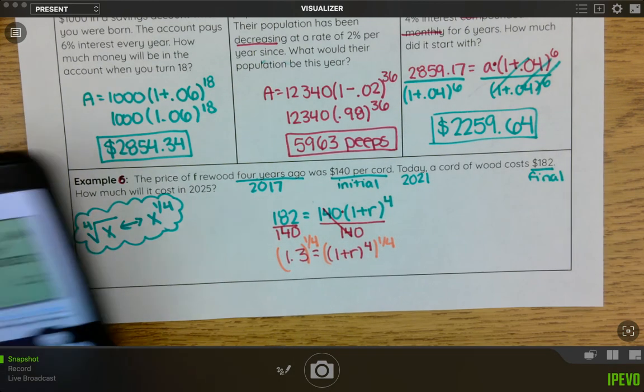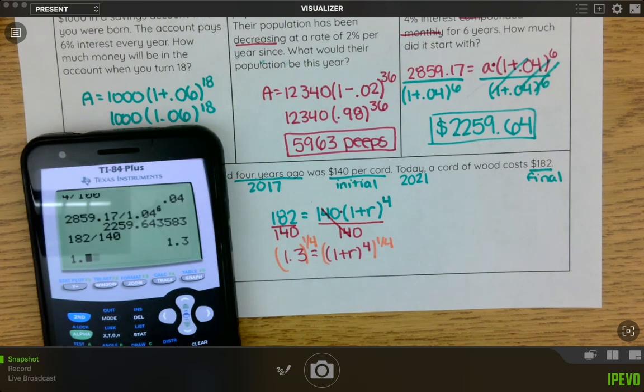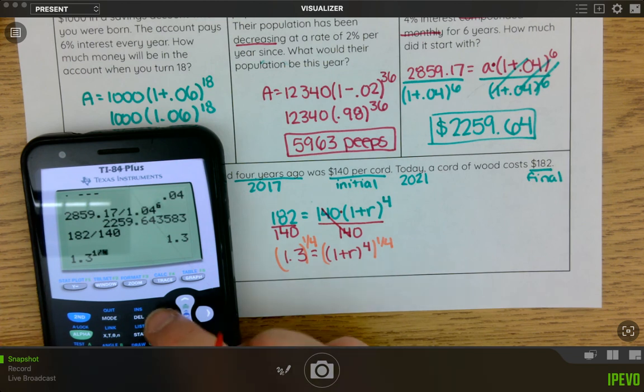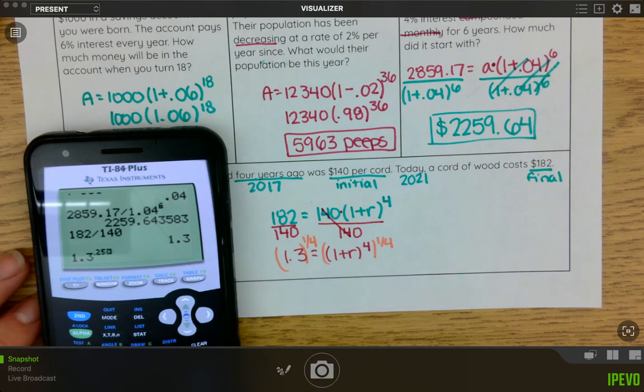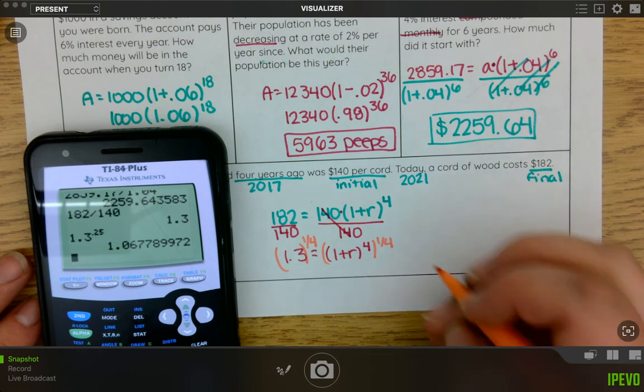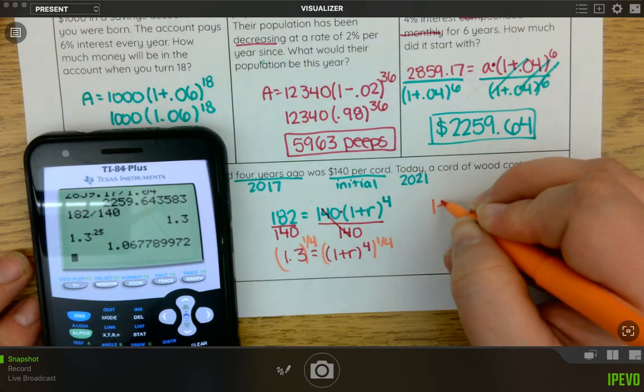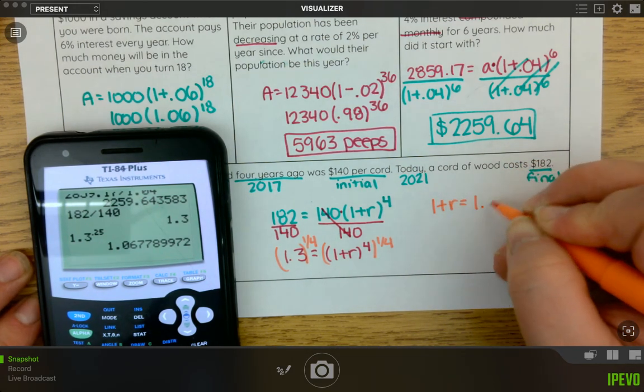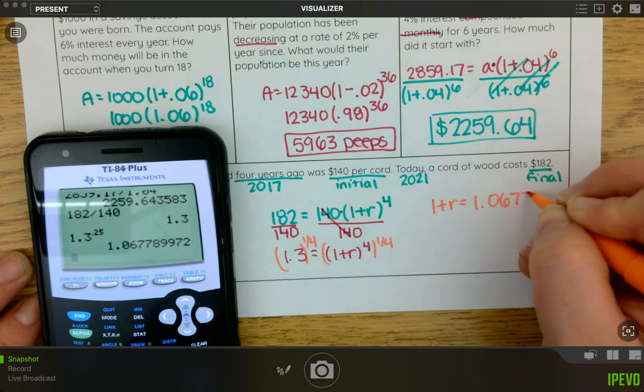And then all I have to do is take 1.3 exponent, and if you're doing this in your phone calculator instead of typing 1/4, you can do 1 divided by 4 like this if you're using a graphing calculator. If you're not, type the decimal for 1/4 like this. Otherwise, your phone calculator will do the order of operations in a weird way. Okay, so that we get 1 plus r equals 1.06778.